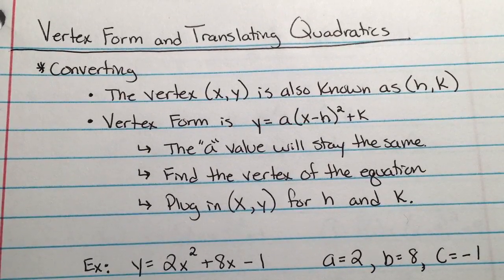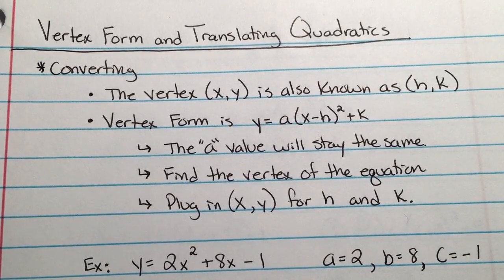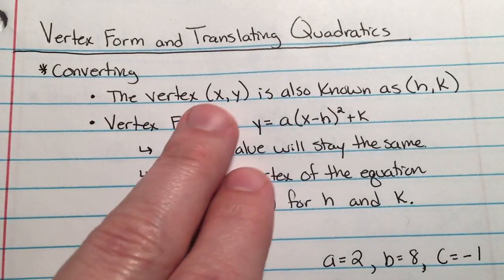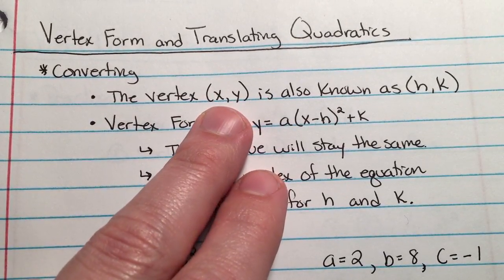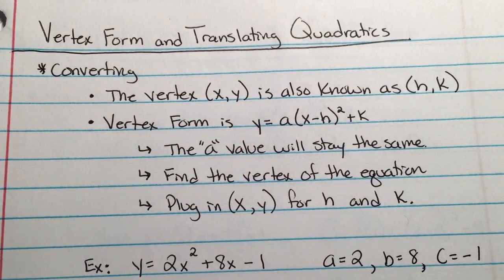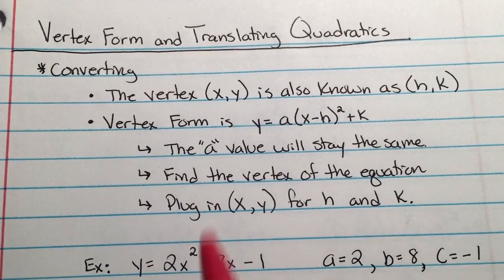Okay, some notes on vertex form and translating quadratics. First, we're going to figure out how to convert the quadratic equation into the vertex form. So converting a vertex, which contains an x and a y coordinate, it's also known as an h and a k value.